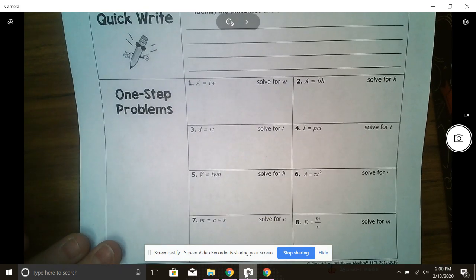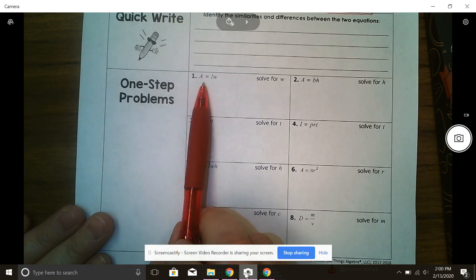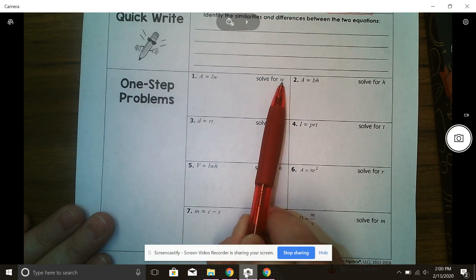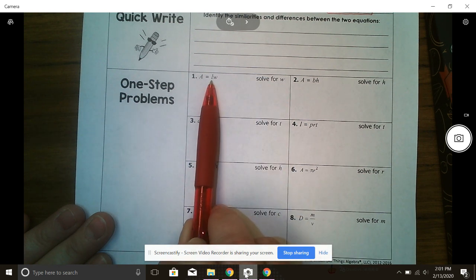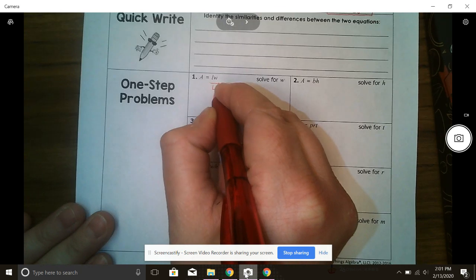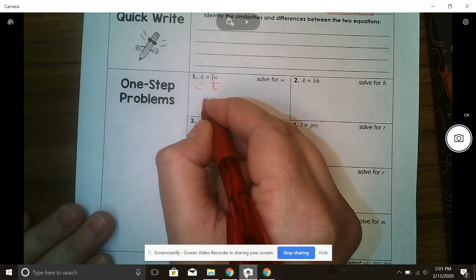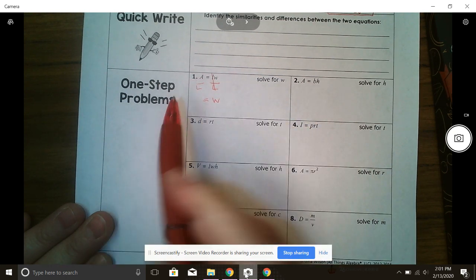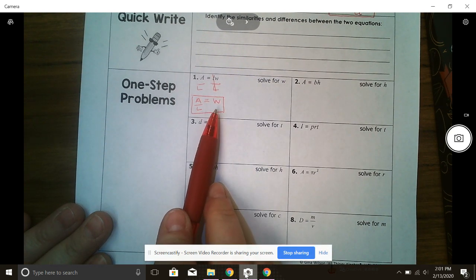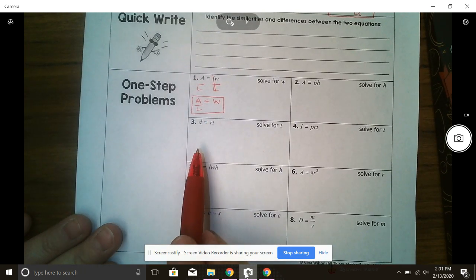These are all one-step problems, so you only need to identify how to get rid of one variable. This is the formula for area of a rectangle. Area equals length times width, and we're going to rewrite the formula in terms of width. So that means I need to get rid of the length. Well, that length is multiplying the width, so to get rid of it, I divide by length. Now the width is all by itself, isolated, but I can't combine area with length, so I just rewrite it. This is now a formula for the width of a rectangle instead of a formula for the area of a rectangle.